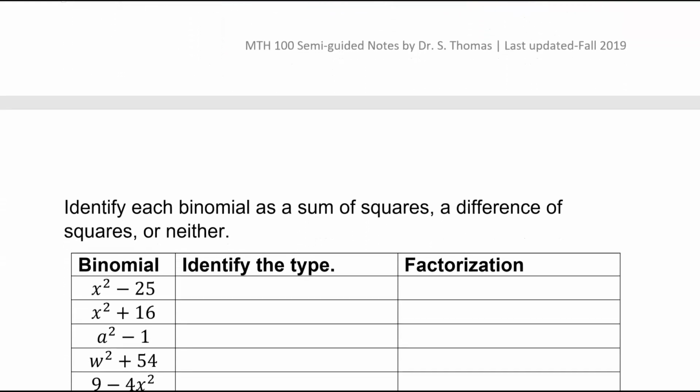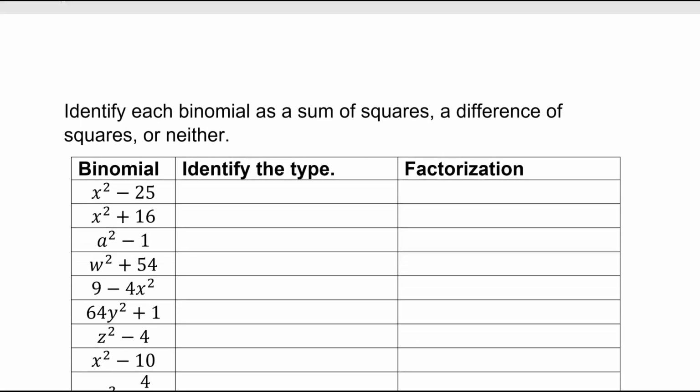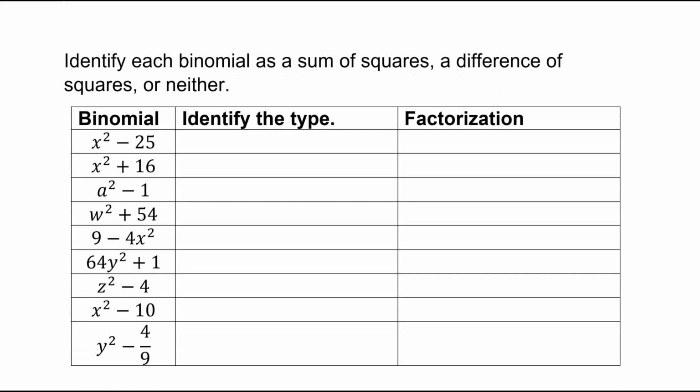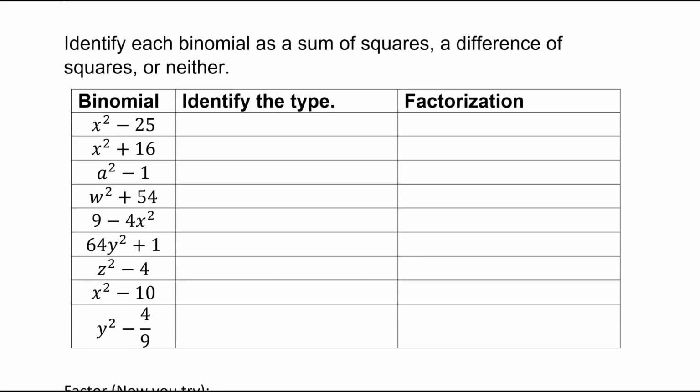So here I have a little chart where I first want you to identify the binomial as a sum of squares, a difference of squares, or neither. Then factor. So first, let's look at x squared minus 25. That is a difference of squares because you have x squared. You can find the square root of that, which is x. The square root of 25 is 5. 5 times 5, or 5 squared, is 25. You have a minus sign in the middle.